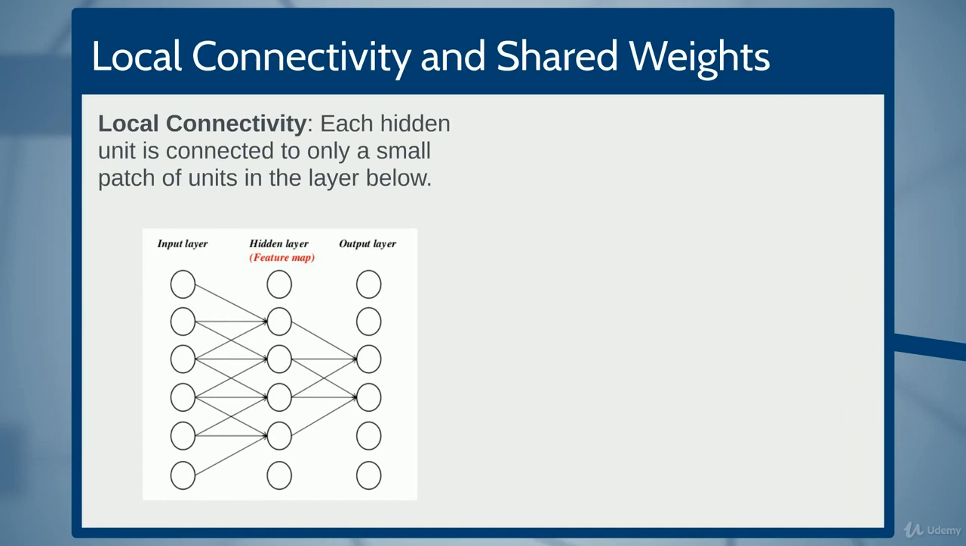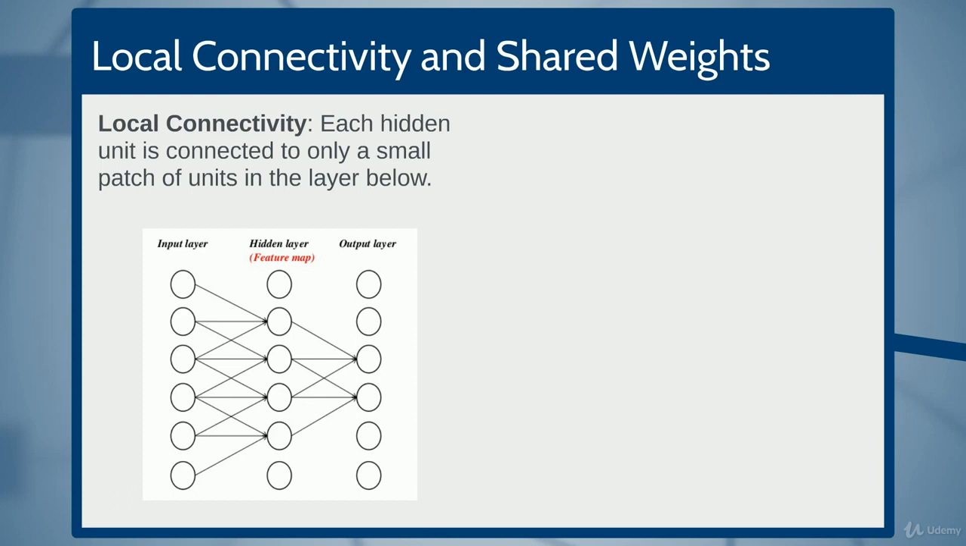So local connectivity is simply the fact that each hidden unit is going to be connected to only a small patch of units in the layer below. Local connectivity makes each unit responsible for extracting local features from the layer below and reduces the total number of weights considerably. So when we say local features, or features in general, we might be talking about properties of the image, such as maybe a blotch of color or an edge or contour.